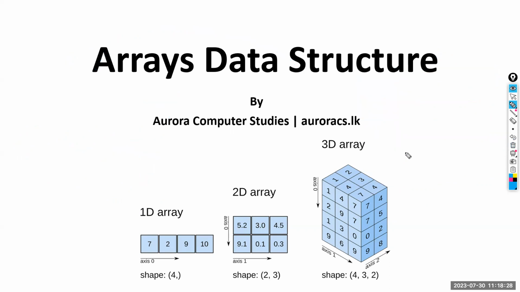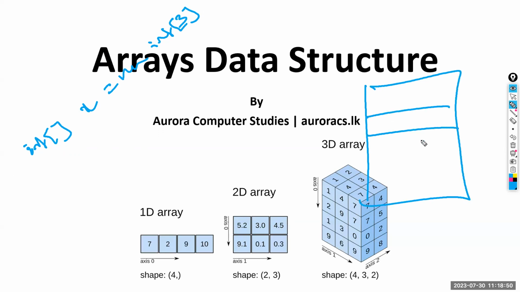Now what happens when you create an array? Say int x equal new int, say size of 3. When this line is executed, 3 memory locations are allocated in the memory. When you say x, of course you are referring to either this location or this location. Consecutive memory locations. Because the size is 3.